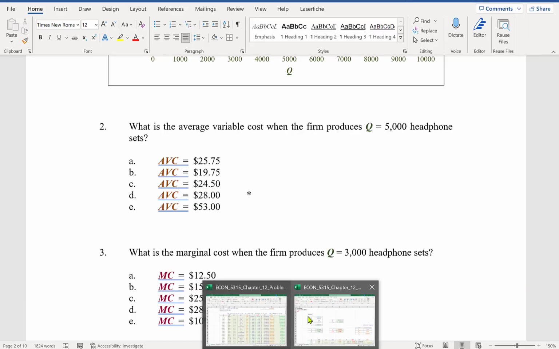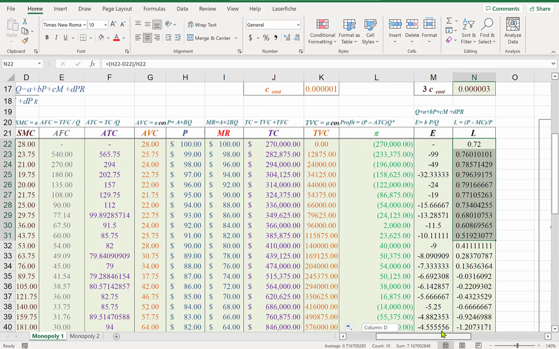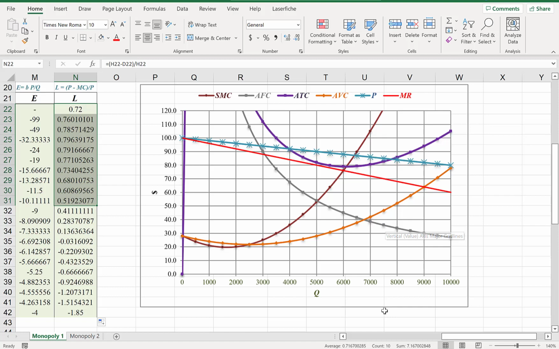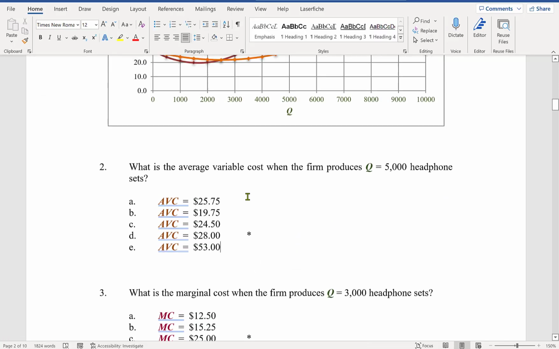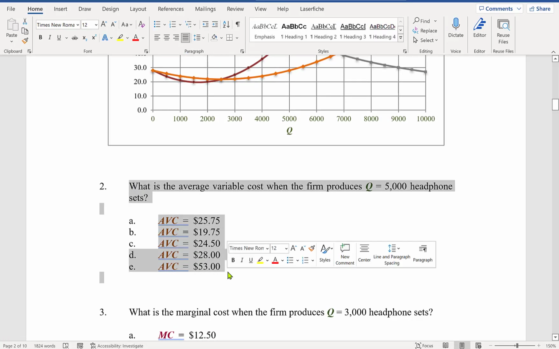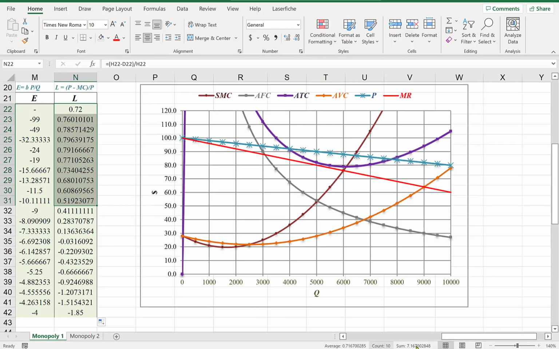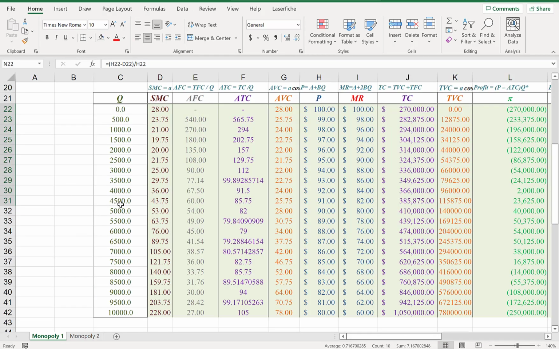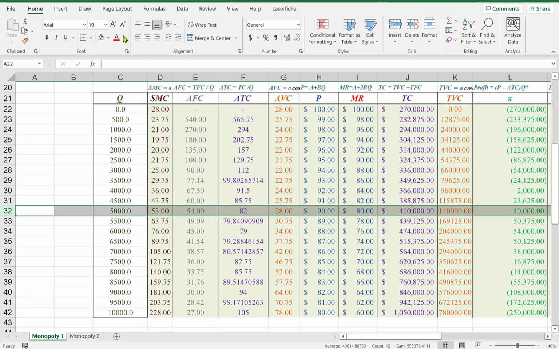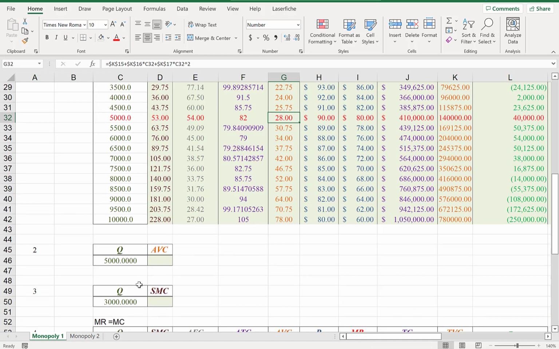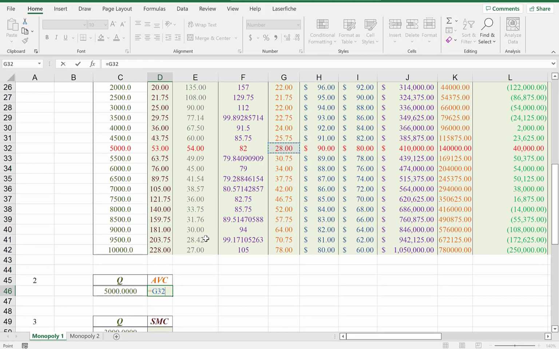So where are we at? What we did, all the way up to this point, is generate this graph. It's super impressive, right? So the next question is, what's the average variable cost when the firm produces 5,000 headphone sets? Great, let's go. We want production to be 5,000, so I'm going to pick this line. The average variable cost is 28, so I'm going to do equal, this cell, 5,000. Enter. That's it.